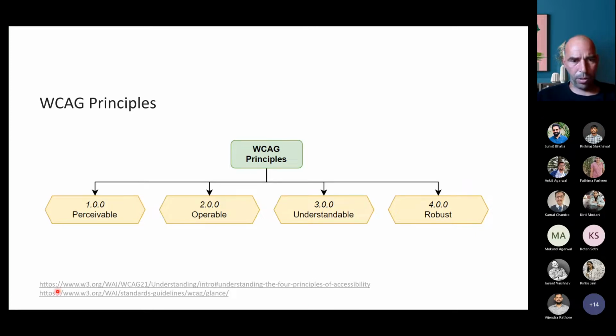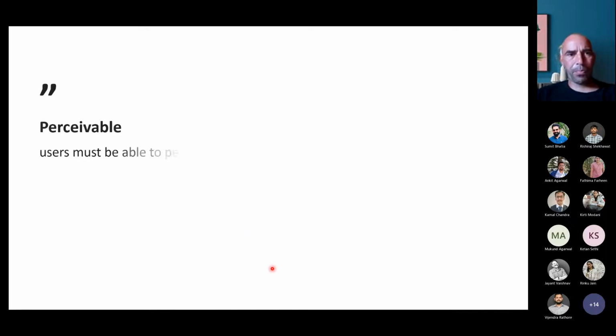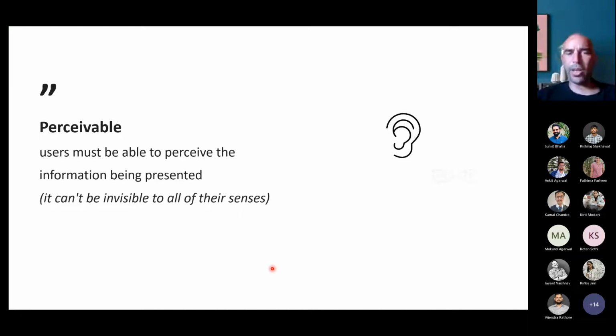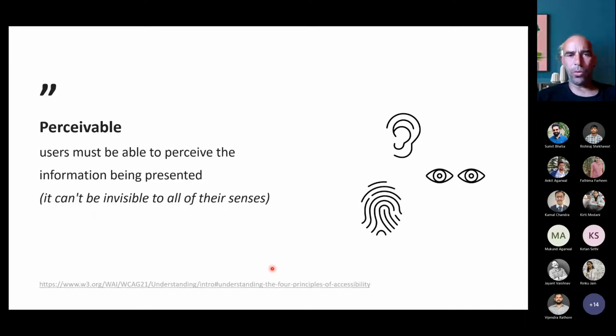Here you can see there's always a reference to the guidelines itself. I will share that presentation with you later so that you can follow those links. Perceivable: the user must be able to perceive the information with any of their senses. This could be hearing, seeing, or feeling. And you may now ask, how can a user feel a website?